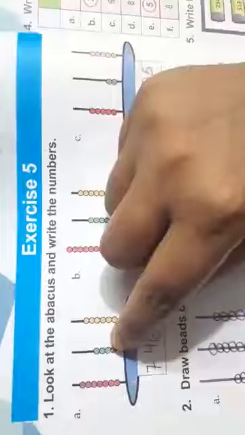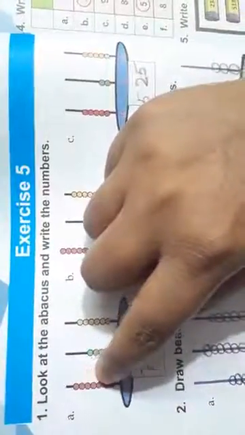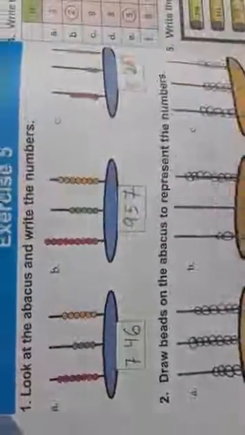Here 1, 2, 3, 4. You are writing here 4. And here how many beads are given? Total 7 beads are given. So what are you writing? 7, 4, 6. Okay, 746. Like that you have to count and write all the numbers. Okay, these two.